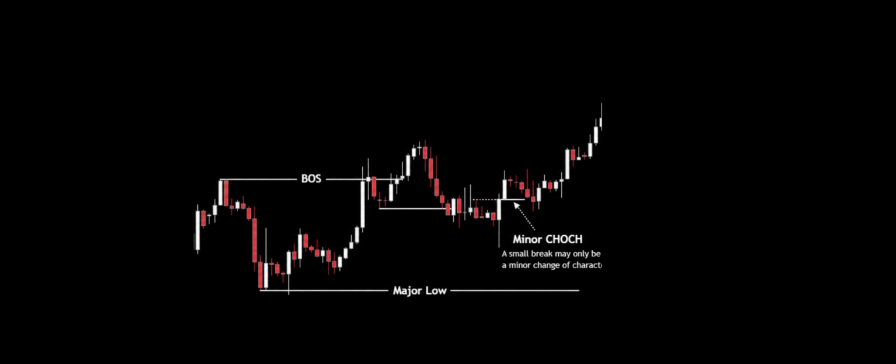A trader sees the small break and sells. But price never broke the major low. So the bullish structure is still valid. That bearish change of character is invalid as a full reversal signal. Price can continue higher and trap sellers.